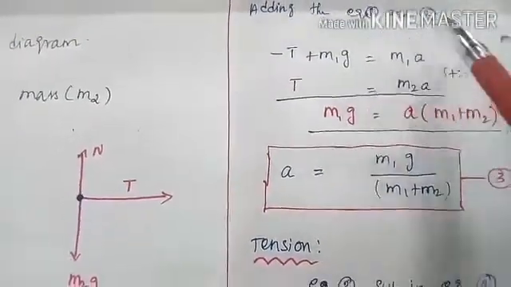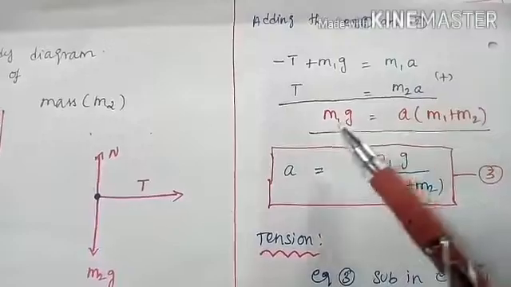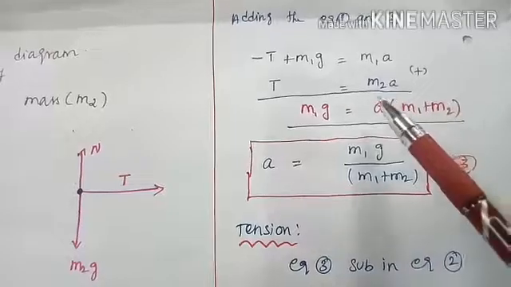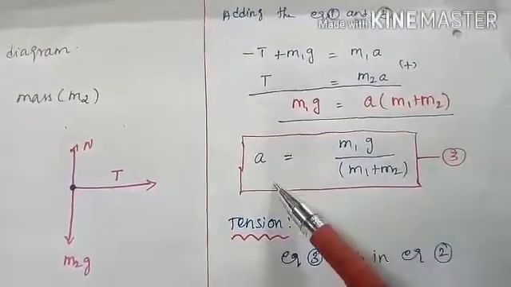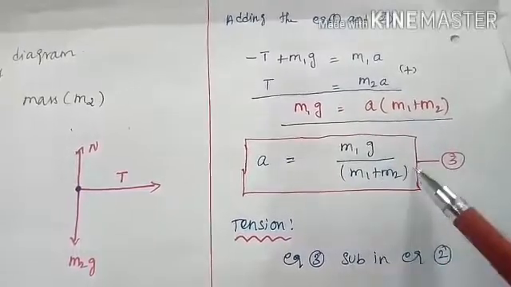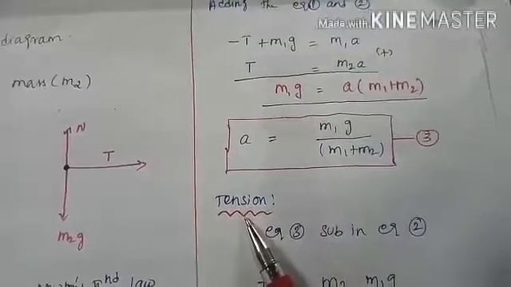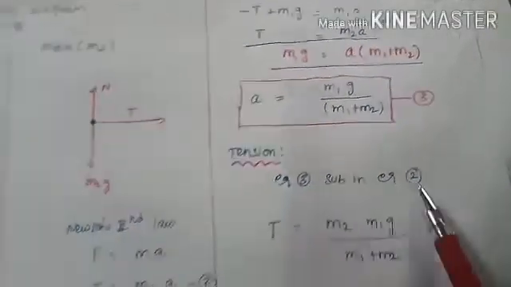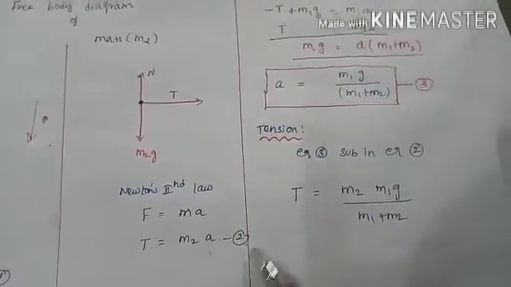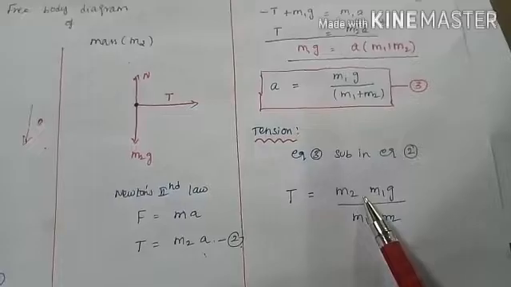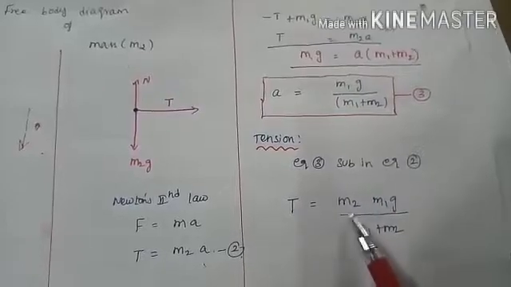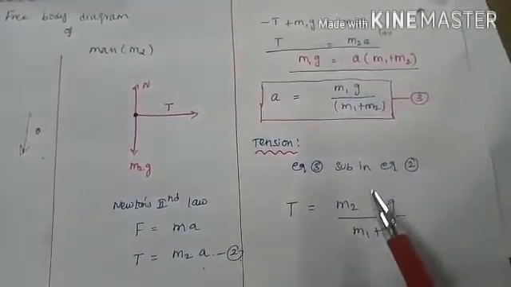Now we add equation 1 and 2. Finally we get the result m1g equal to A into m1 plus m2. From this equation I want to calculate A, so A equal to m1 into g divided by m1 plus m2. This is equation 3. Next we will find out the tension. Substitute equation 3 in equation 2, and we get T equal to m2 into m1g divided by m1 plus m2. This is the tension force acting in the horizontal direction.